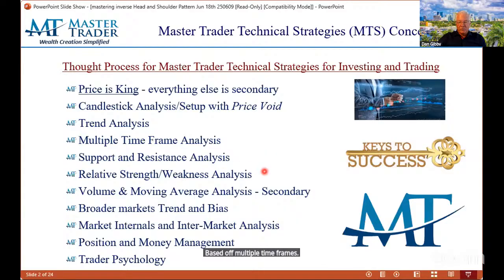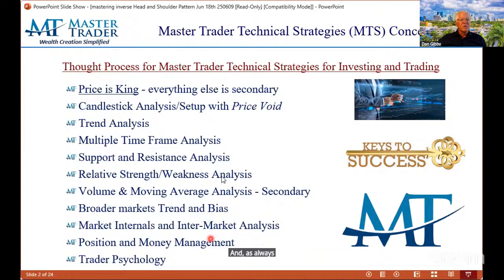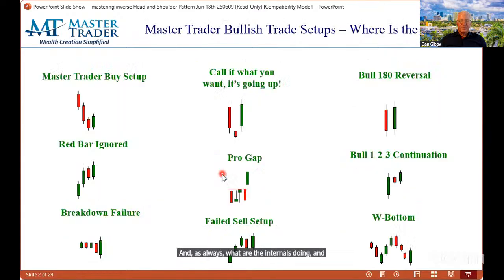Is it on support or resistance? By definition, these patterns are going to be on support. And you'll see why, because of how they're set up. They're consolidating at resistance. So if they break out, you have a beautiful floor. You'll see how we use moving averages in all patterns, but particularly bottoming patterns. You'll see the 20 and 50 flattening out. And as always, what are the internals doing? And proper money management is the key.